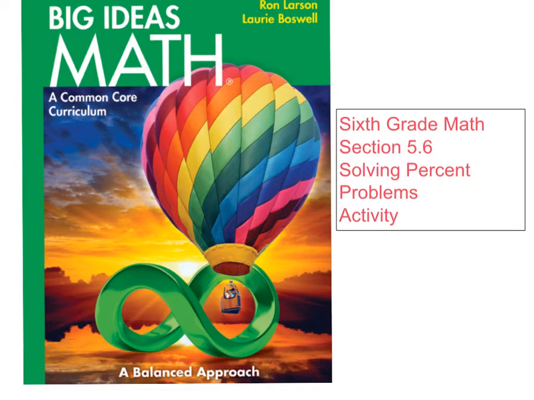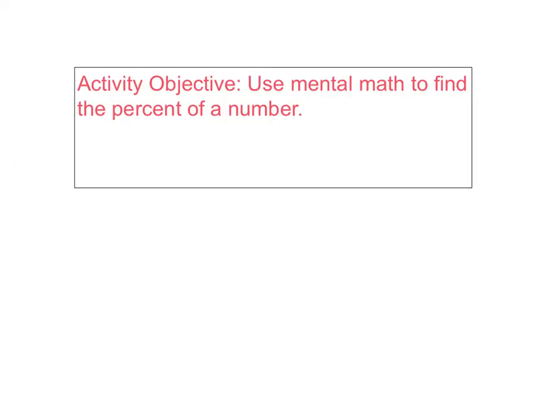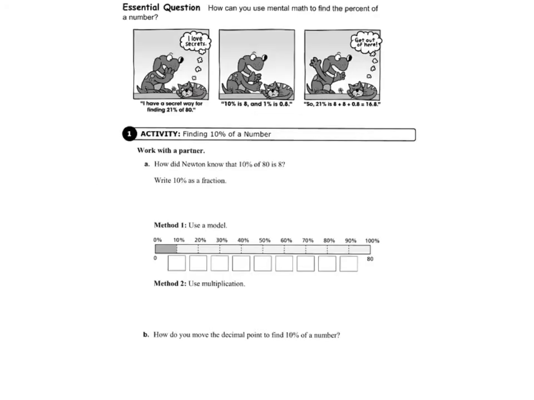Pause while you write Section 5.6 activity in your math notebook. Pause again while you write today's activity objective in your math notebook. The objective is use mental math to find the percent of a number. Today we'll be starting on page 117 in your practice journal.